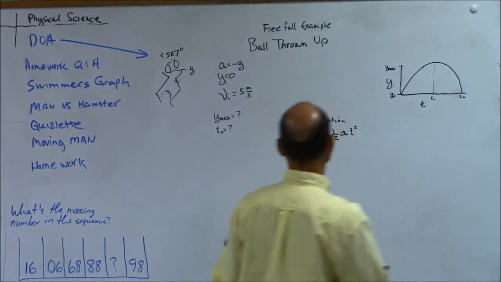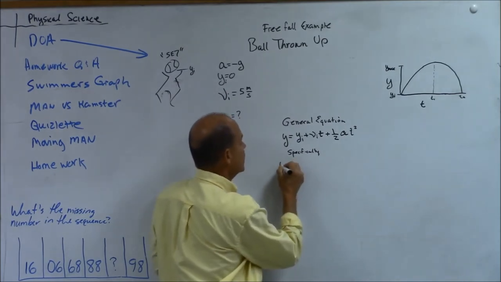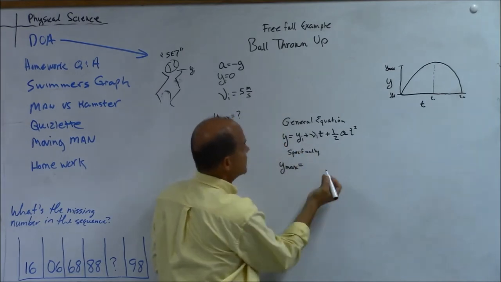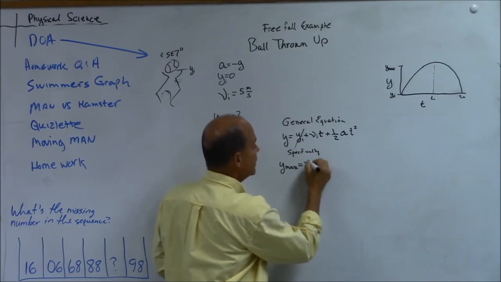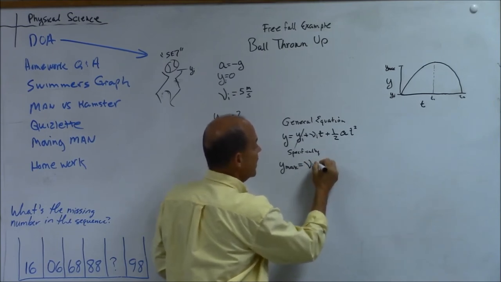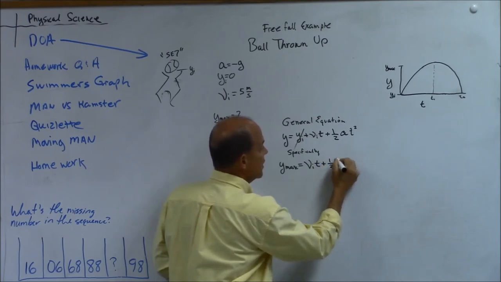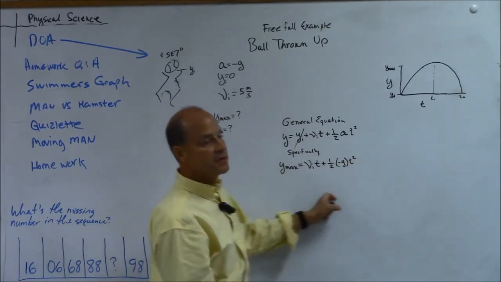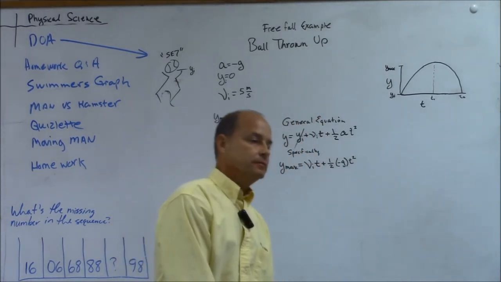So I can rewrite this equation specifically for solving for y max. The initial position is zero. I'm not going to write that term. That term's going to go away. We have an initial velocity. This time is going to be an issue here. So I'm going to write negative g in here for the acceleration and t squared. So here's my specific equation. I can't solve it yet.